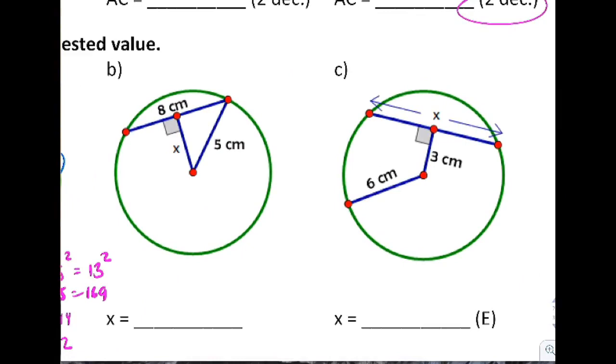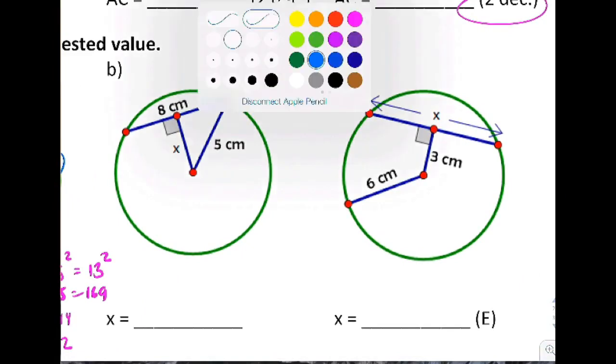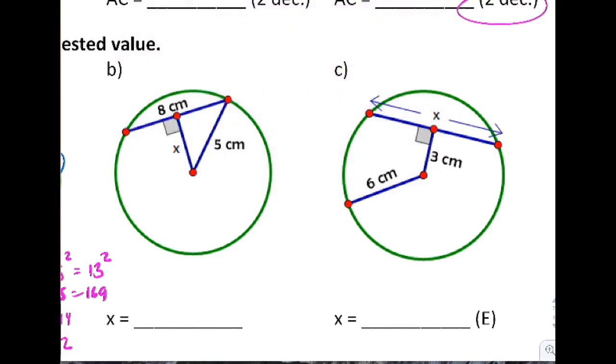In question B, you're looking for x again. If the whole chord is 8, that makes this part 4. So you do Pythagorean theorem with a leg and a hypotenuse.